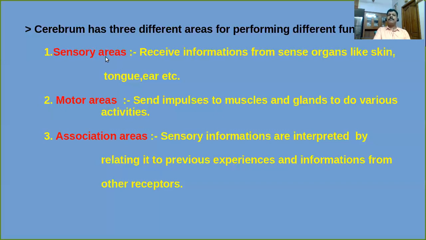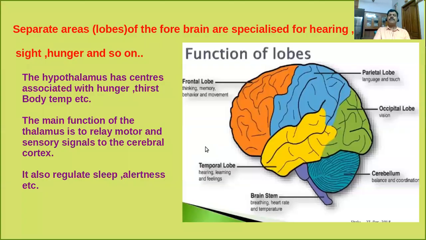So anyway, the cerebrum has three different areas: sensory areas, motor areas, and association areas. Because of the proper functioning of these three areas, our body can respond according to the stimulus. Dear students, apart from this, there are certain separate areas of the brain specialized for hearing, smell, sight, hunger, etc. In this diagrammatic representation, you can see various lobes.